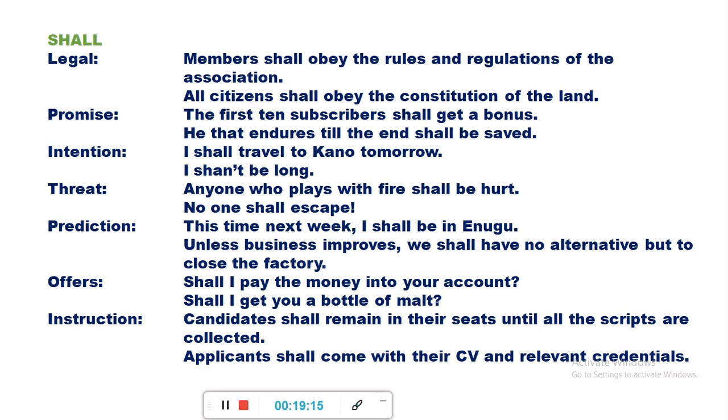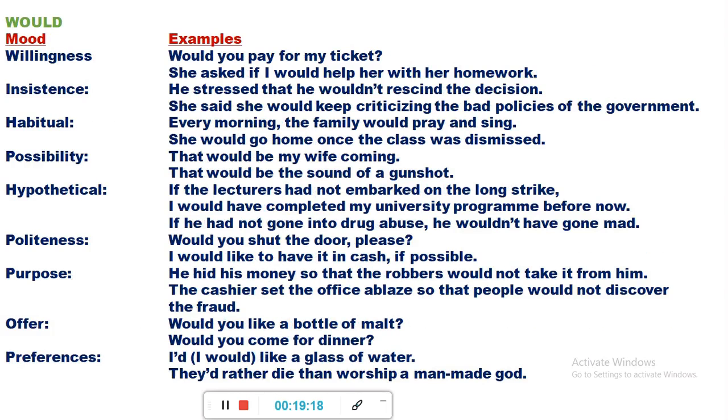Then you can use would to express politeness. All right. Would you shut the door, please? I would like to have it in cash if possible. So in this case, you are using would to express politeness. Then we can use it to express purpose. He hid his money so that the robbers would not take it from him. Then second example, the cashier set the office ablaze so that people would not discover the fraud. That's purpose in this case.